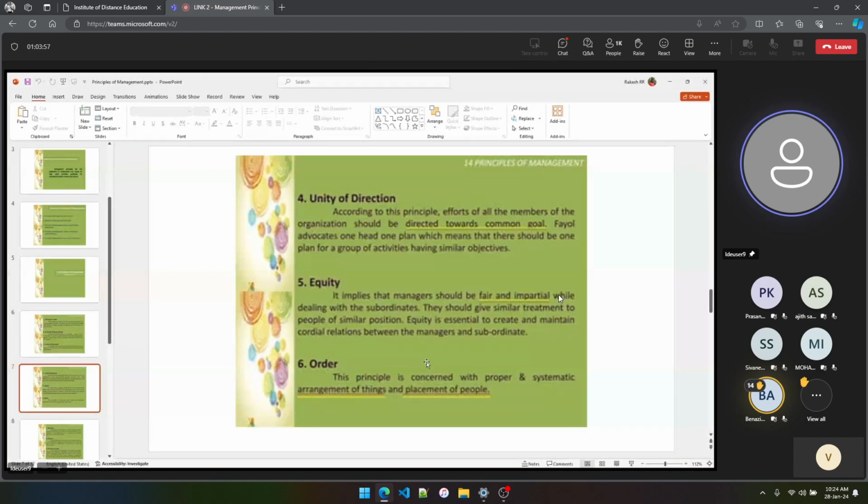Okay, Fayol advocates one plan, which means that there should be one plan for a group of activities having similar objectives.